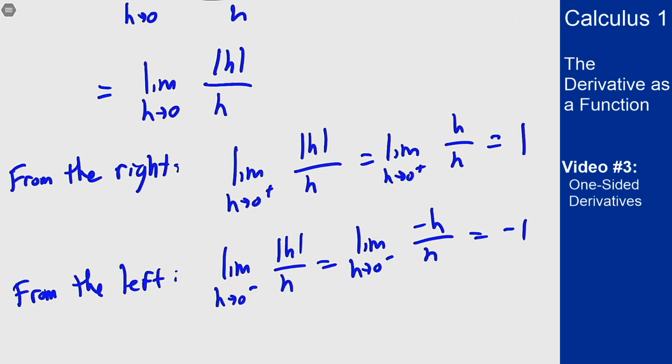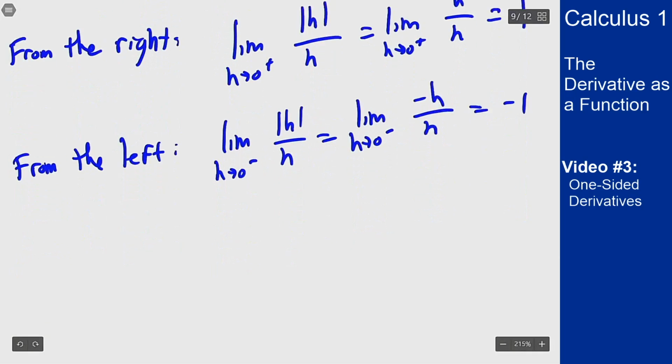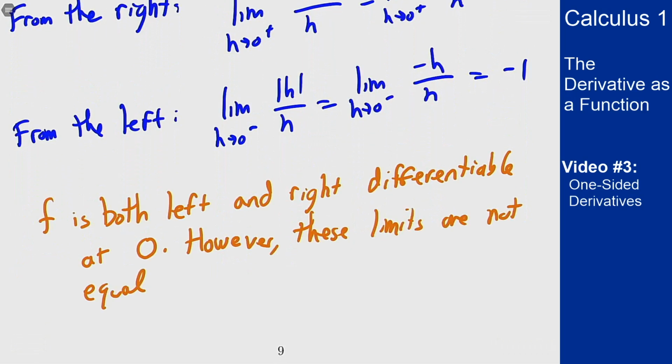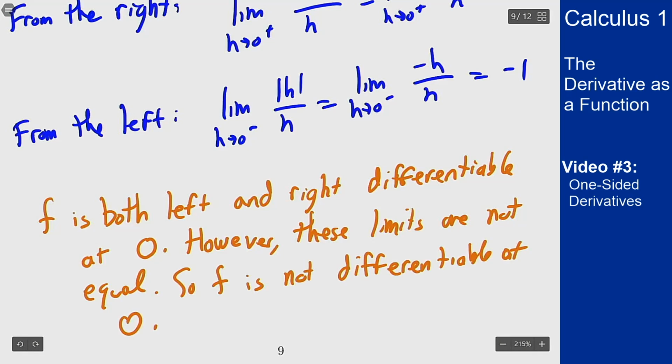So what do we gather from this calculation? Well, we gather that my function f here is both left and right differentiable at 0. However, these limits are not equal, which means that my function is not differentiable at 0 because that limit does not exist. When I put these two together, I get a limit that does not exist. That's one of your main examples of a function that is continuous across 0, but is not differentiable there because it has a corner at 0.